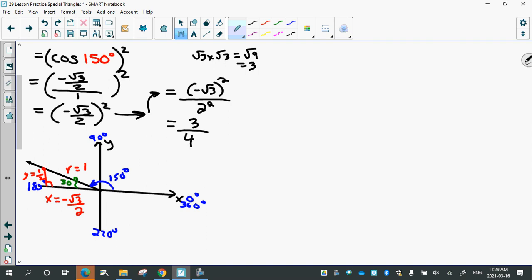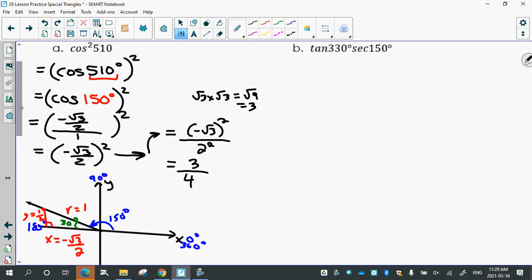And I can actually test that out. I can type in the cosine of 510 and square it, and make sure that I get 0.75. So the cosine of 510, get my answer, and then square that answer, and it should tell me 0.75. And it does. Does everyone see that? You can check? Yes? Okay.